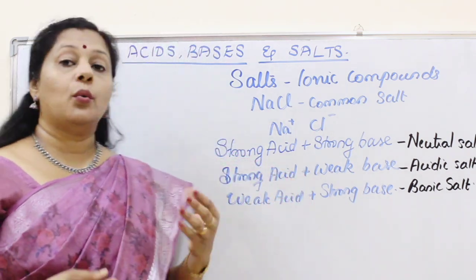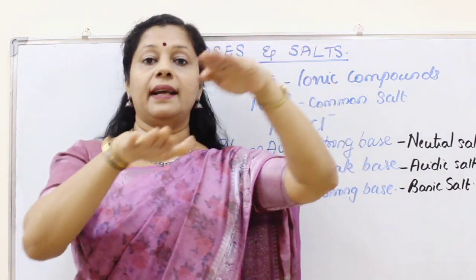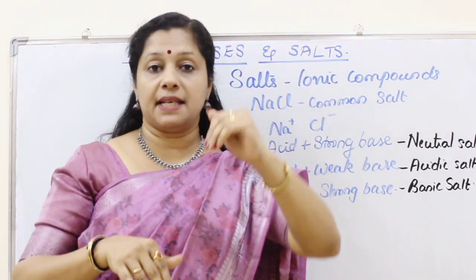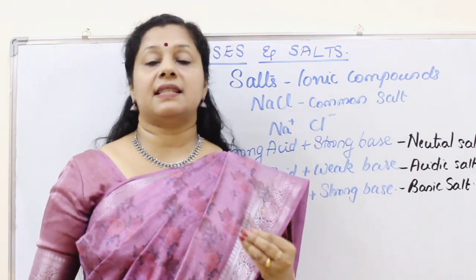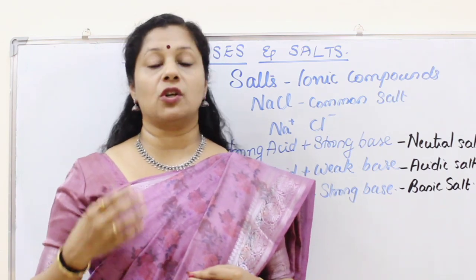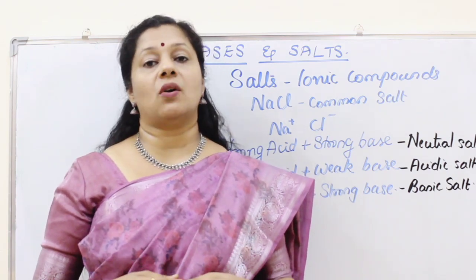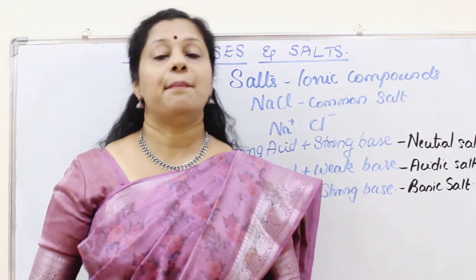Now the next is a weak acid. Acid is a little low, base is a little high. So when they combine, who is having the upper hand? Base. So the salt will be basic in nature. For example, a weak acid like carbonic acid, if you combine it with a strong base called sodium hydroxide, we get a salt called sodium carbonate. So sodium carbonate is what kind of salt? It is a basic salt.